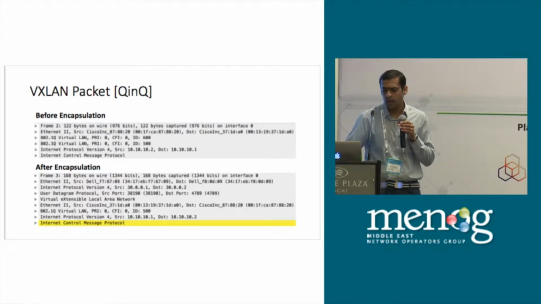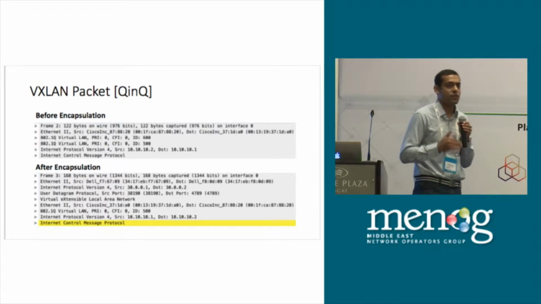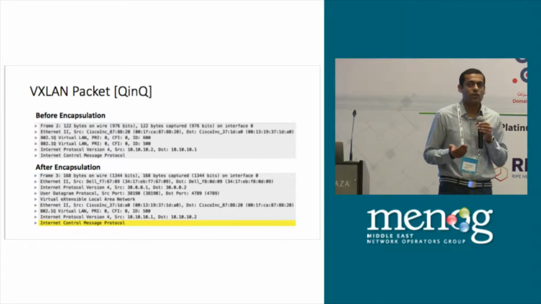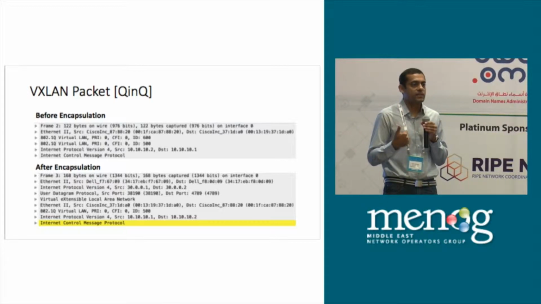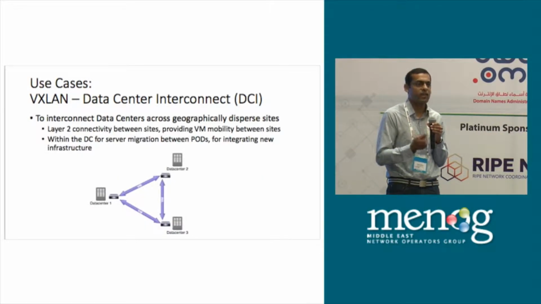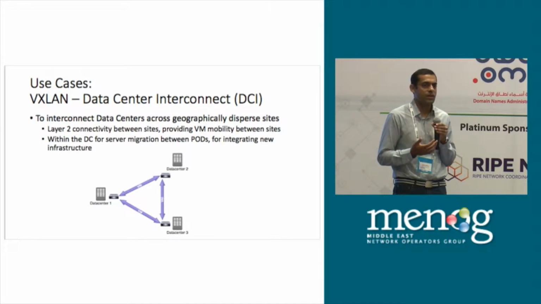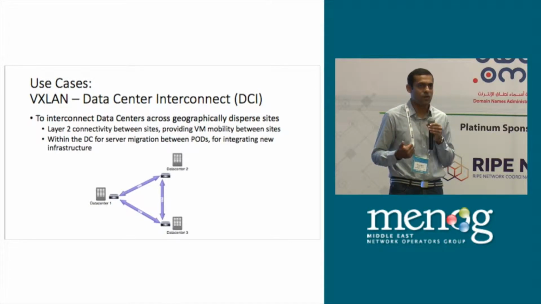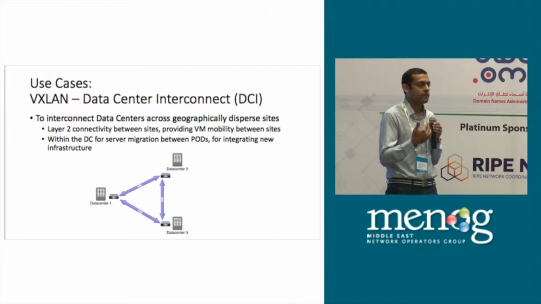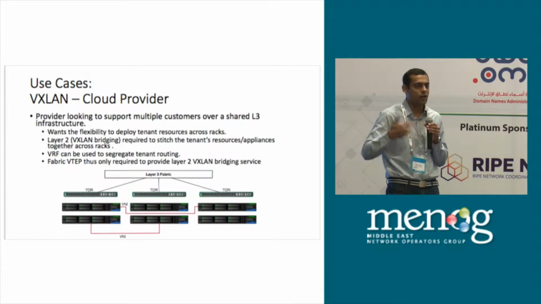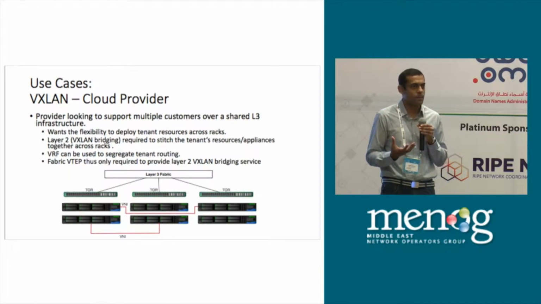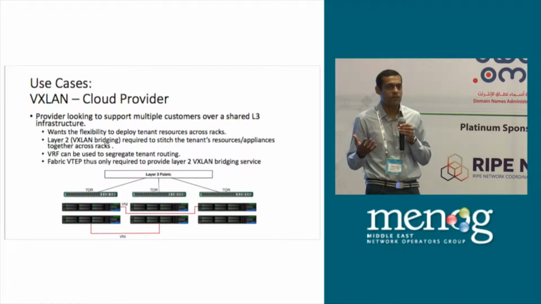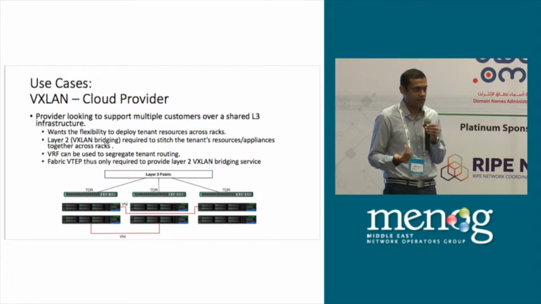But the sole purpose of VXLAN was for the cloud providers, who had a limitation. If you are a small enterprise or even an ISP, 4,000 VLANs is still a lot for you. But for a cloud provider who is selling VMs in the hundreds of thousands, 4,000 is a very small number. So they needed a bigger number for that, and that's why VXLAN came into being.